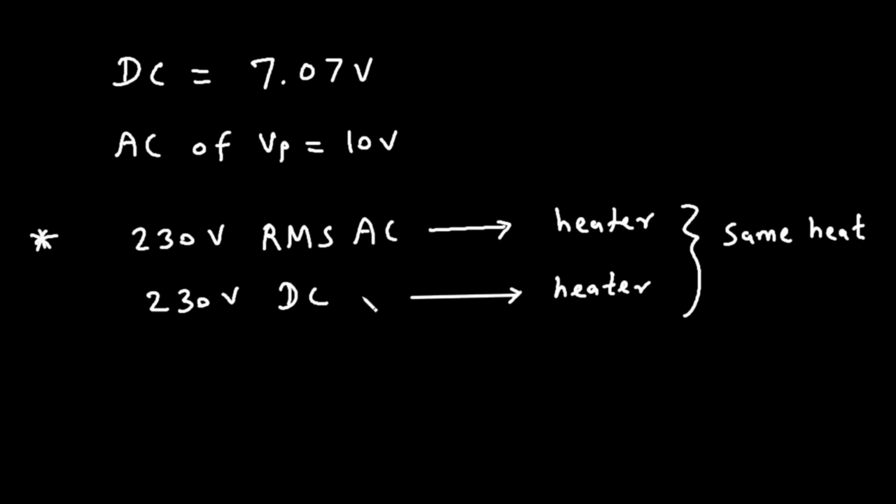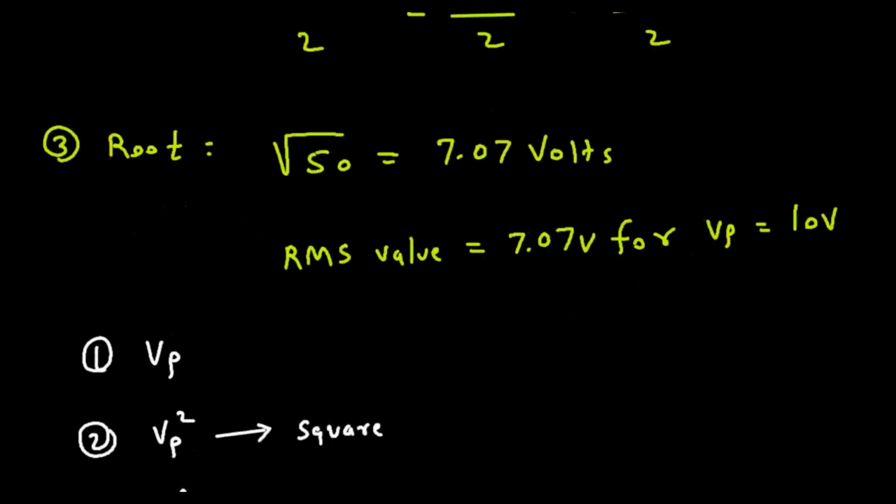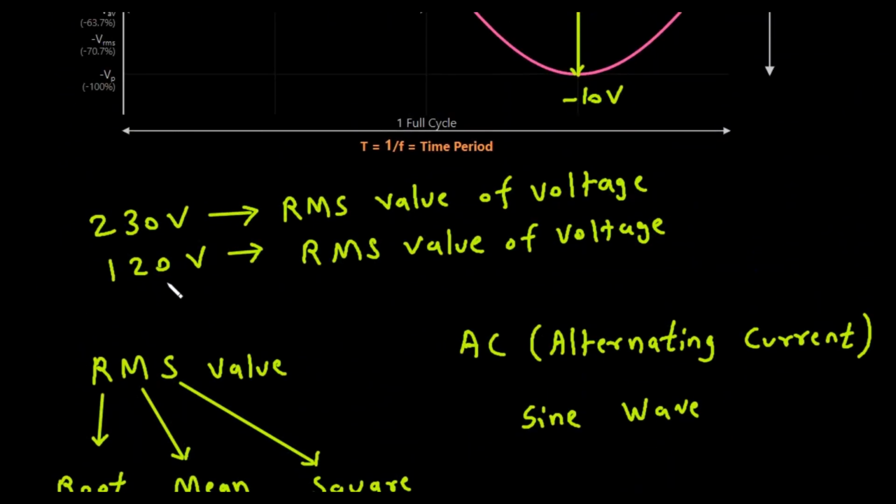So that's why RMS voltage is the standard when you see AC voltage like your home supply. If your wall outlet says 230 volt, that's 230 volt RMS and not peak. Remember that. Anywhere you see 230 or 120 volt, these are the RMS values of voltage.